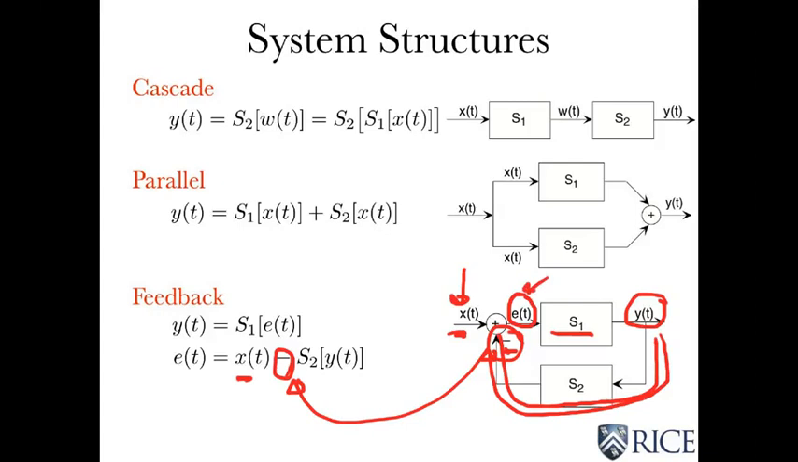That causes the engine to rev. Let's say that describes the engine, causes an output velocity y, but that goes through the control system S2 to produce the error signal. And finally, when the error goes to 0, the cruise control kind of settles down and doesn't accelerate the car anymore. So that's a great example of a feedback system.